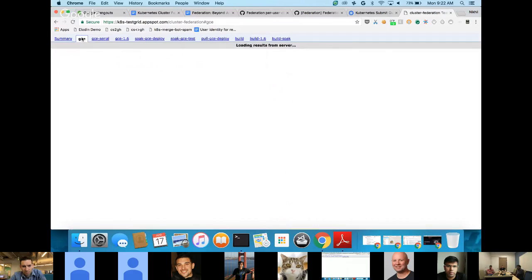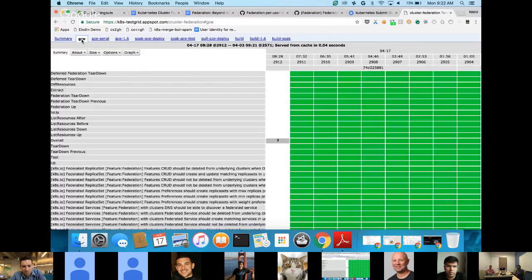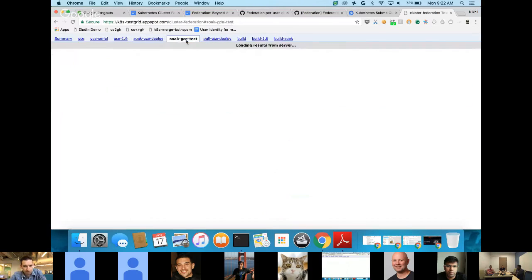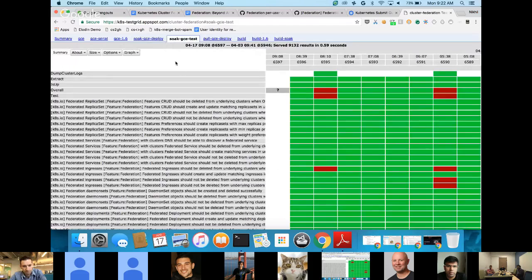So here in the test grid, the GCE one, this is the one we can make merge blocking, but GCE serial and soak GCE test, these two especially take a lot of time, so we won't be able to make them merge blocking.